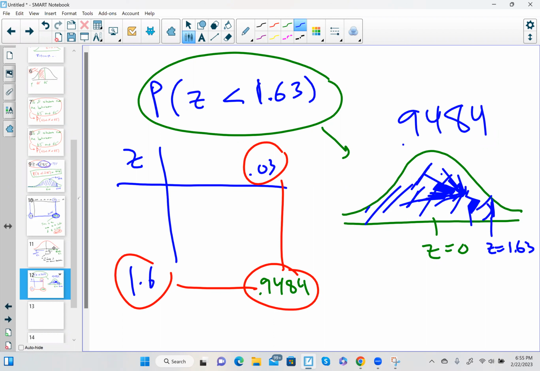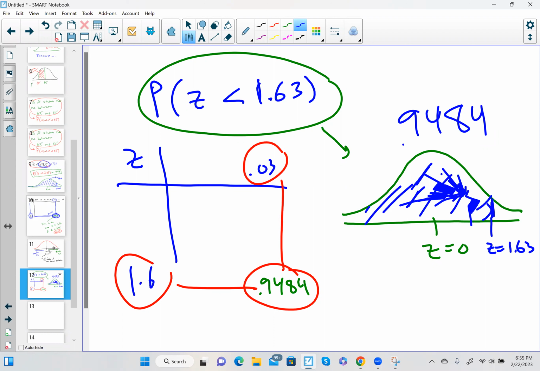So I made up a new question: Z less than 1.63. That's where I'm getting that number from. Let's see if we can see it. Here's the 1.6 over here on the left, in the lower left part of the screen, and then the 0.03 on the top. I go down and there's the 0.9484 right there. Does that work for you?